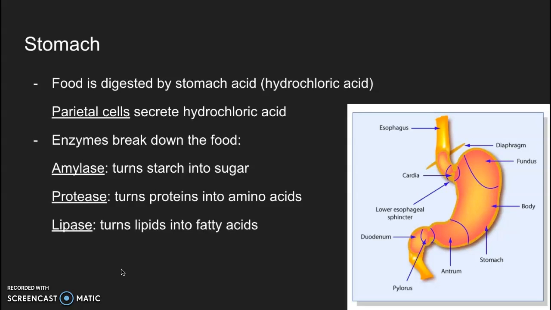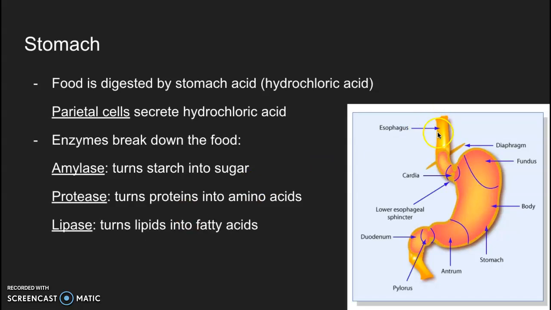So where does that acid come from? It actually comes from parietal cells, which secrete the hydrochloric acid into the stomach. Now, there are enzymes that break down our food in our stomach. There's amylase, protease, and lipase. Amylase turns starch into sugar. Protease turns proteins into amino acids. And lipase turns lipids into fatty acids.